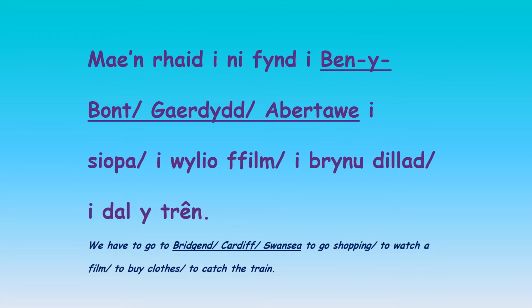You can also use rhaid, must or to have to, in order to vary your sentence patterns. For example, mae'n rhaid i ni fynd i Ben-y-bont, Gaerdydd, Abertawe, i siopa, i wylio ffilm, i brynu dillad, i ddal y tren. We have to go to Bridgend, Cardiff, Swansea, to go shopping, to watch a film, to buy clothes, to catch the train.